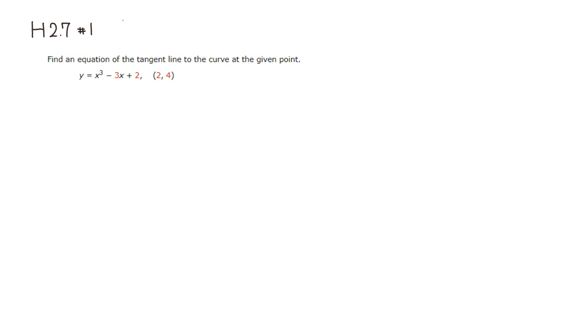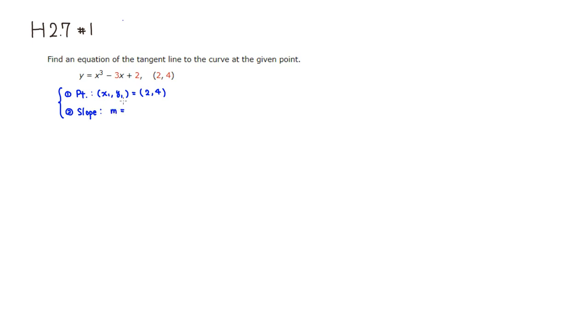Remember that whenever you're looking for an equation of a line, we need two pieces of information. The first one is a point. I'm going to call this point (x1, y1), and it's actually given, so we don't have to do any work. It's (2, 4). Then the second piece of information would be the slope. Let's call this m.